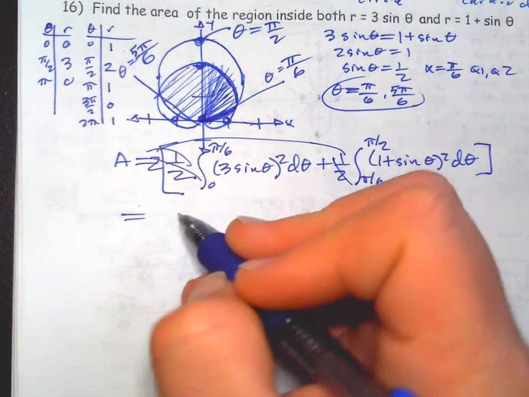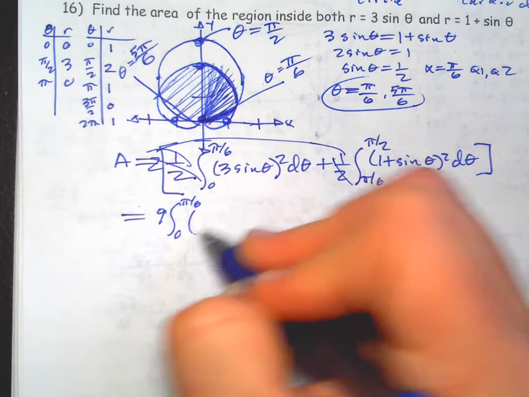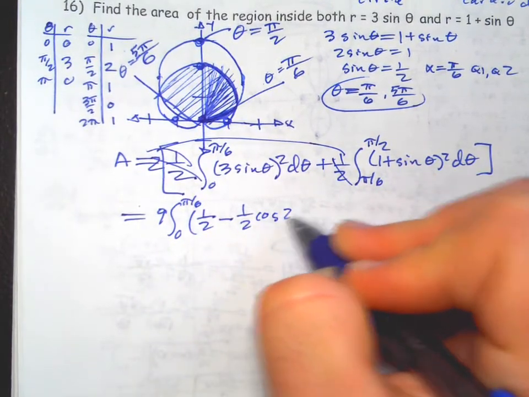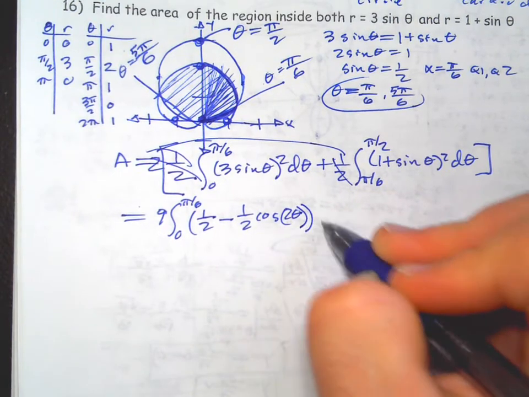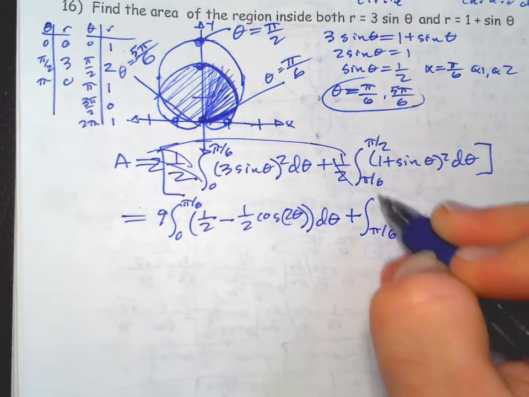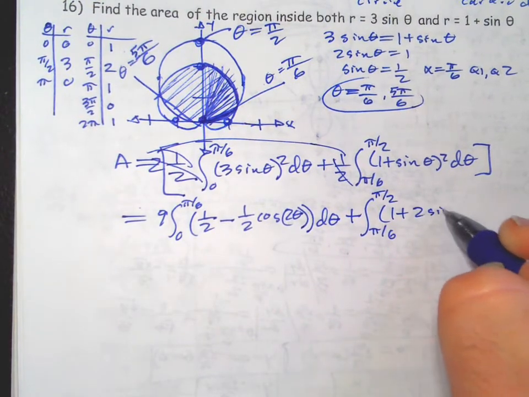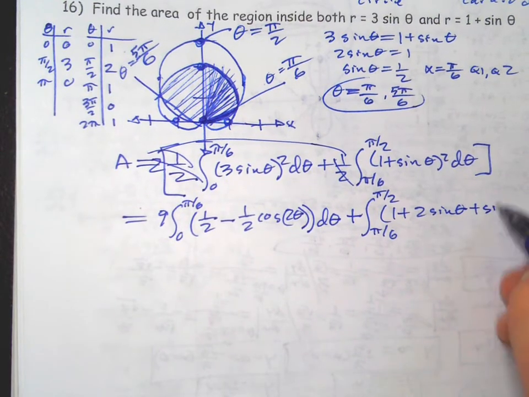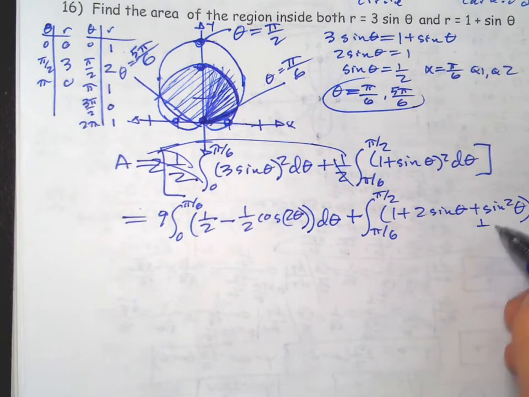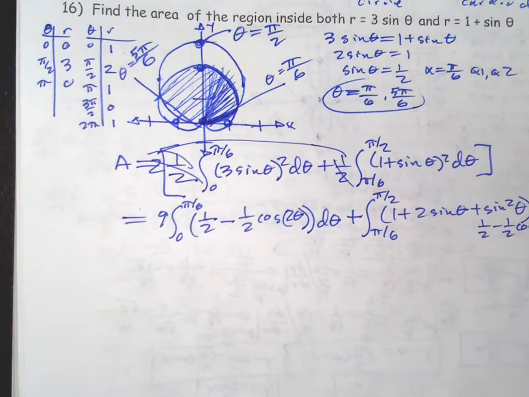Use symmetry. Okay, so we're going to get 9 times the integral from 0 to pi over 6, and we're going to change it to 1/2 minus 1/2 cosine double angle. And this one's going to be 1 plus 2 sine theta plus sine squared theta d theta. Need parentheses around all that stuff. This is going to be 1/2 minus 1/2 cosine double angle. Right?